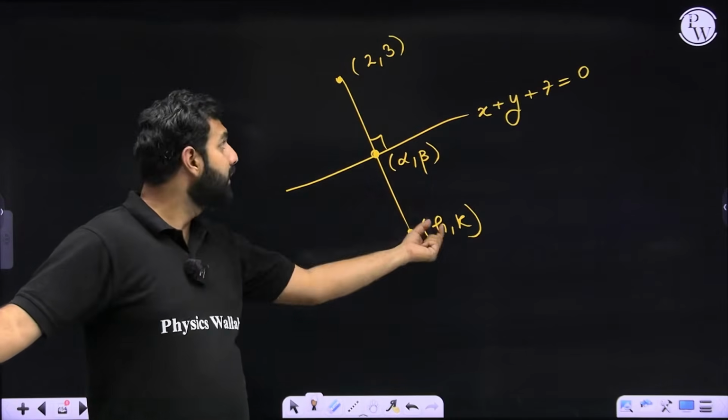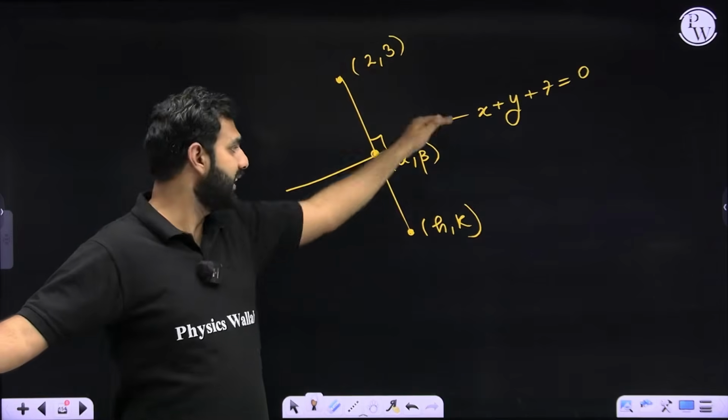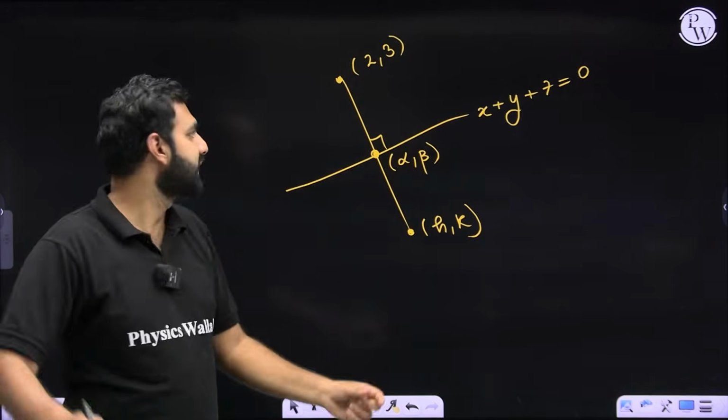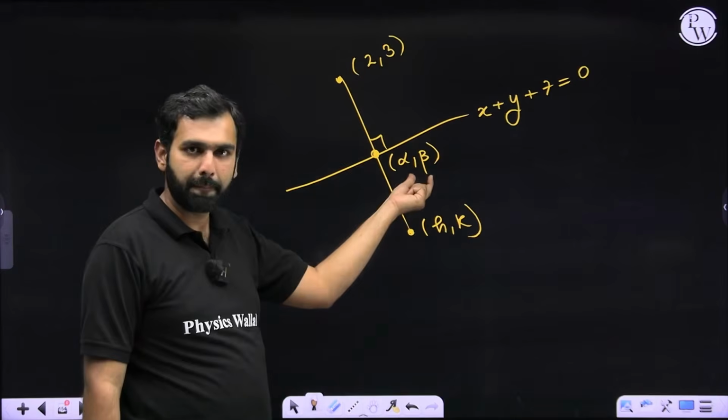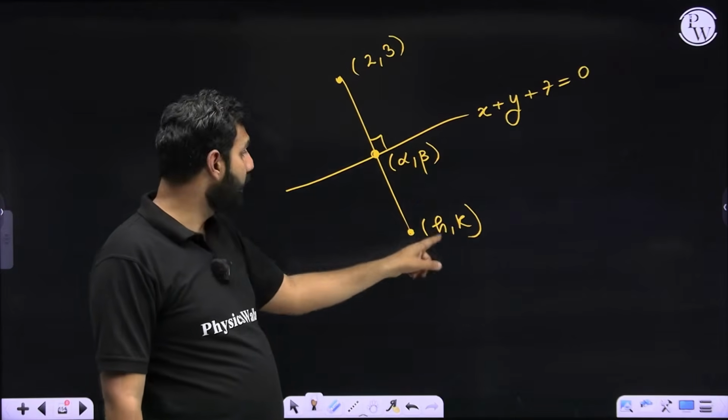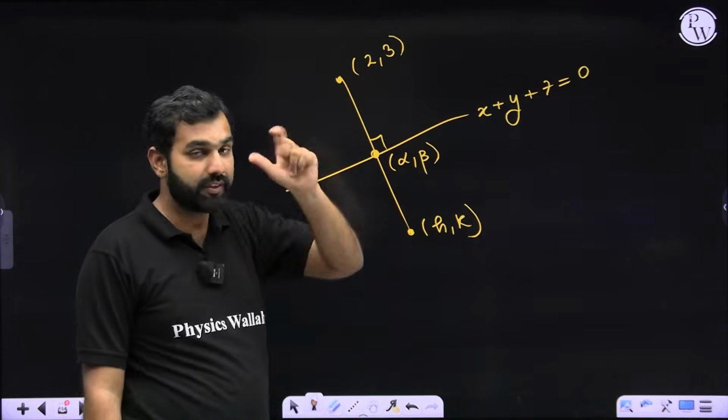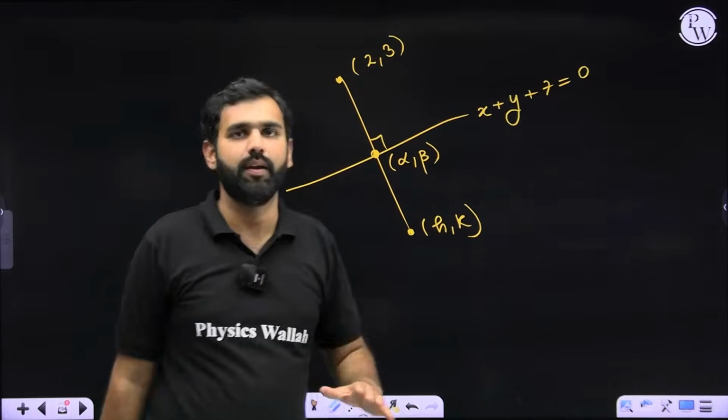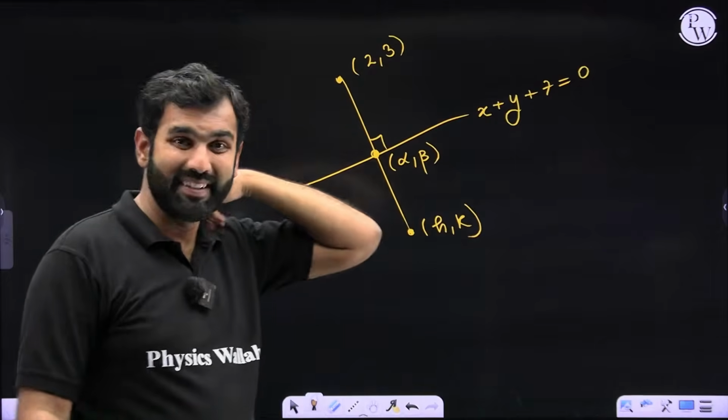If I'm asked the mirror image of (2, 3) with respect to this line, which is let's say (h, k), then I'll say (alpha, beta) we have been able to find. So (alpha, beta) will be the midpoint of (h, k) and (2, 3). So by using that midpoint theorem, I can find (h, k) as well. But even if you don't want to do all this, there is a standard formula.